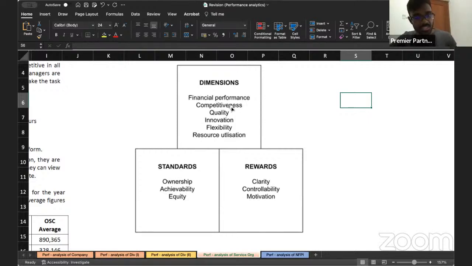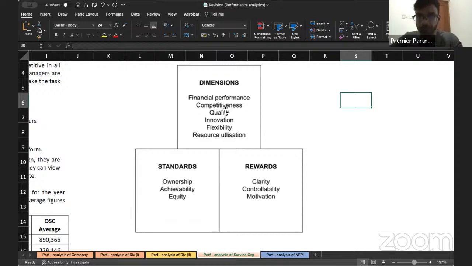For each of these dimensions, companies come up with metrics. We say financial performance: we have to perform well financially. How do I know that I have performed well? You have to come up with metrics. Competitiveness: we have to stay ahead of the competition. How do I know that I'm a very competitive player in the market? You have to come up with a metric that measures competitiveness. Quality, same thing. Innovation, same thing. Flexibility, utilization.